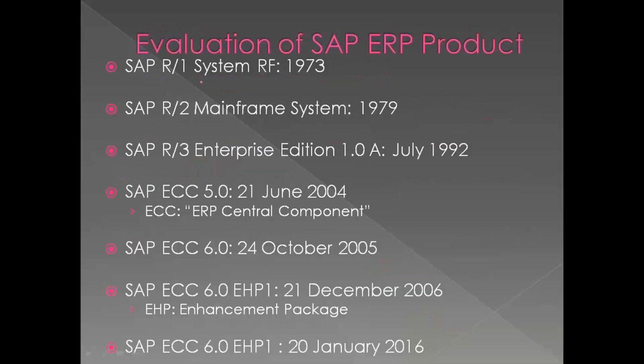Now, evolution of SAP. R1 was real-time one-tier architecture in 1973, R2 came in 1979, R3 came in 1992, real-time three-tier architecture. R3 is nothing but real-time three-tier: one-tier, two-tier, three-tier. Now, this R3 has been renamed to ECC, which is ERP Central Component. Only a name change, but this is also real-time three-tier architecture only. So they have changed the name R3 to ECC, Enterprise Central Component. And we have ECC 6.0 EHP 8 as the latest package, which was released in 2016.